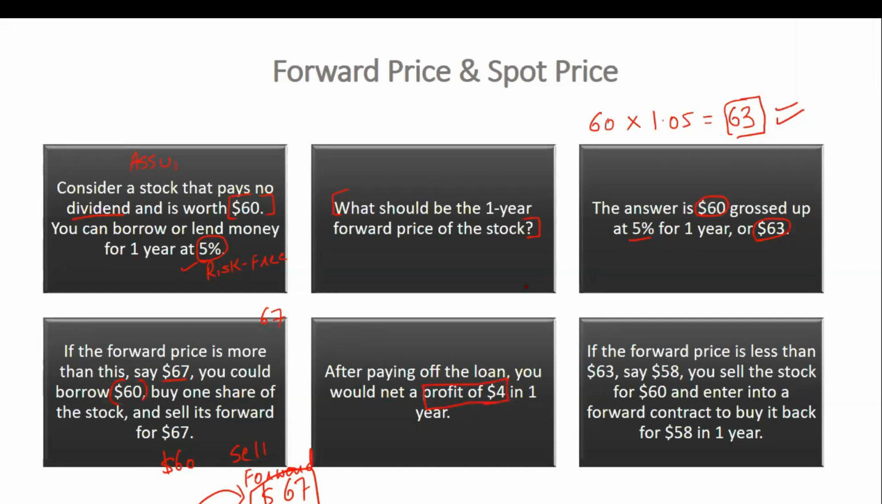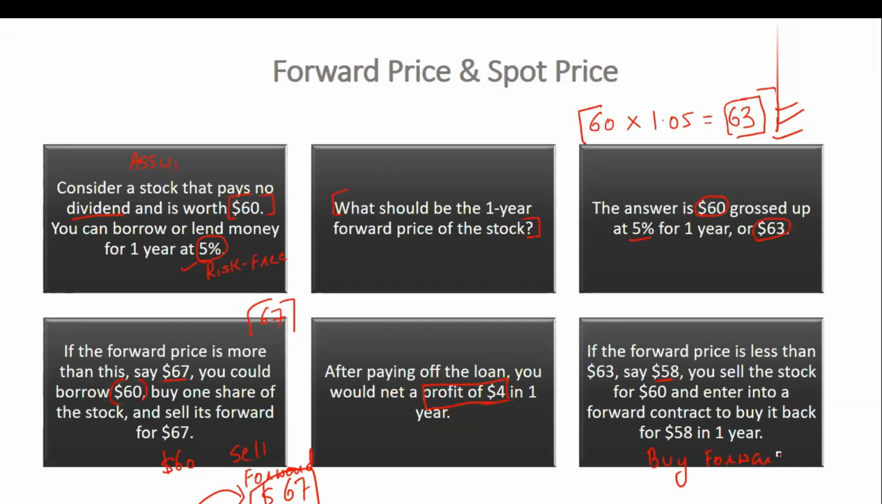Now, why has this happened? Because the forward price reflected in the market is not making sense as per the calculation for the forward price. So now if the forward price is less than $63, right? So this should be the right price, but let's assume it is $58. So now you can play the opposite game. What you can do is sell the stock today for $60, right? And then buy the same stock in a forward contract for 1 year. So in the forward market, now you are a buyer.